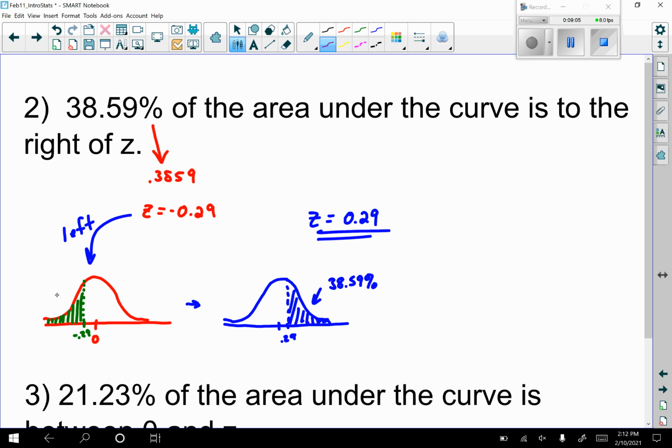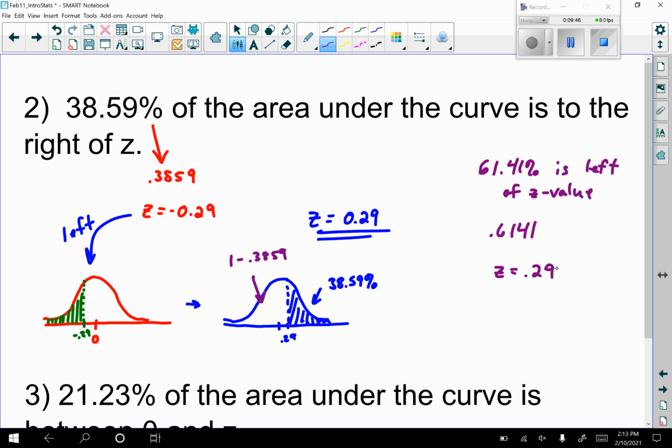Or what we could do is, if 38.59% is to the right, all we'd have to do is 1 minus 0.3859, and that would be the area to the left. If we tried that, that would be 61.41% left of our z value. And then you can use this 0.6141 as our area. So let's try that. 0.6141, after we go to menu 553. And we're getting the positive.